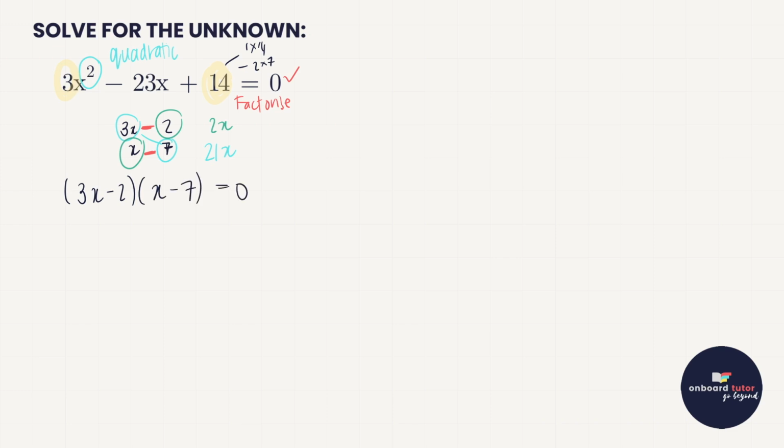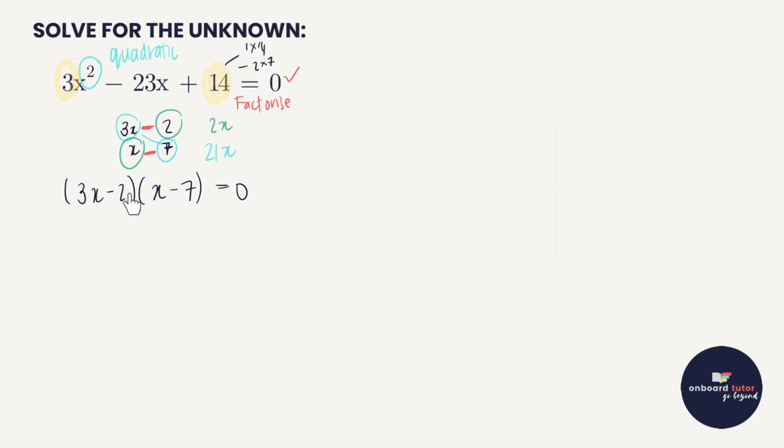I can do a final check. Minus times a minus is a plus. 2 times 7 is 14. So I'm definitely on the right track here. And then I can break it up. Okay, because what do we know? We know that if we take something and we multiply it by 0, it equals 0.